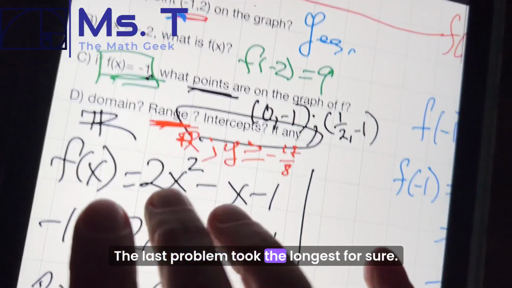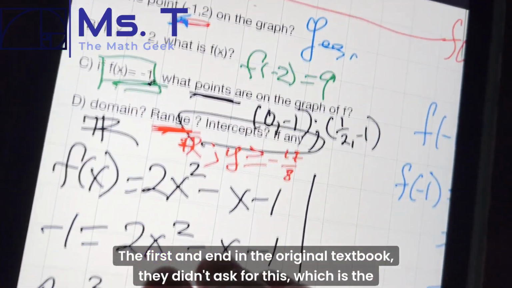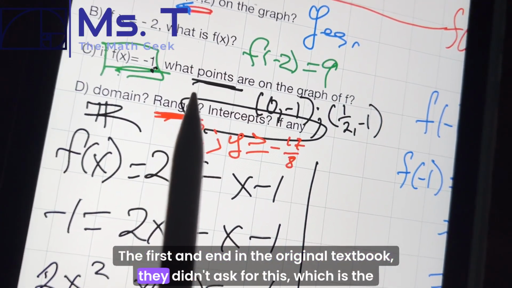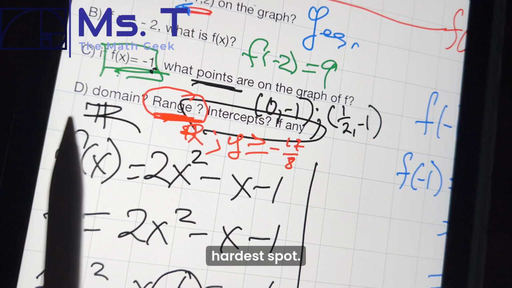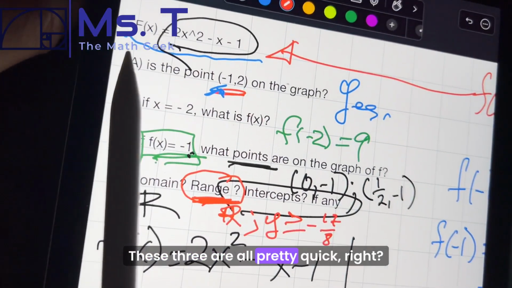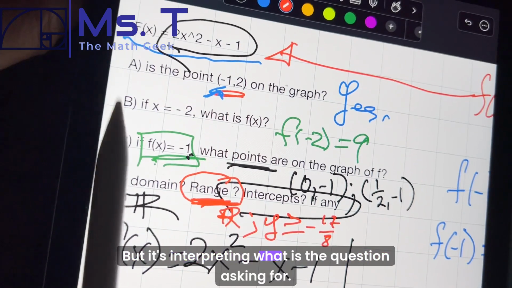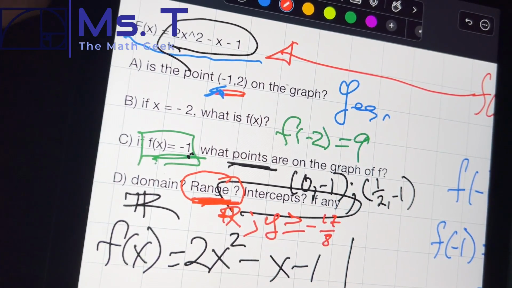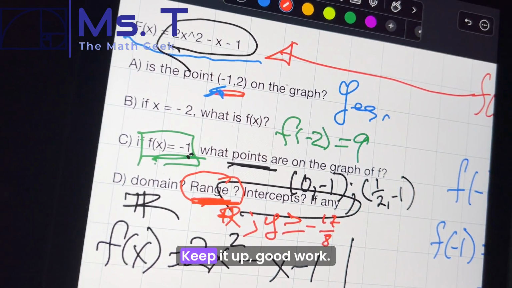The last problem took the longest for sure. The first, and in the original textbook, they didn't ask for this, which is the hardest spot. These three are all pretty quick, right? But it's interpreting what is the question asking for. So keep it up. Good work.